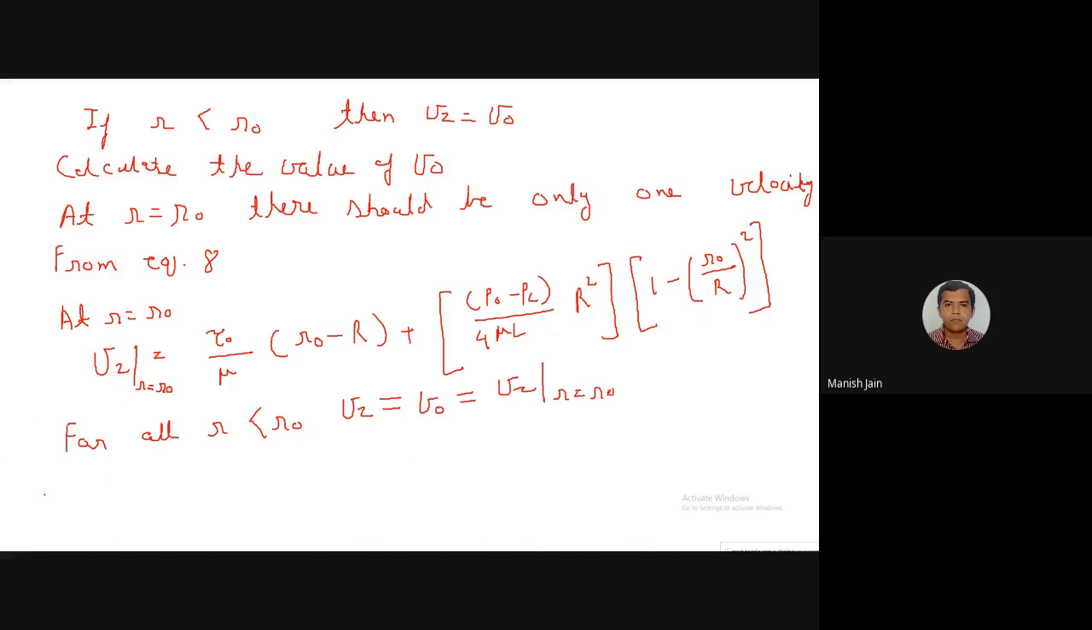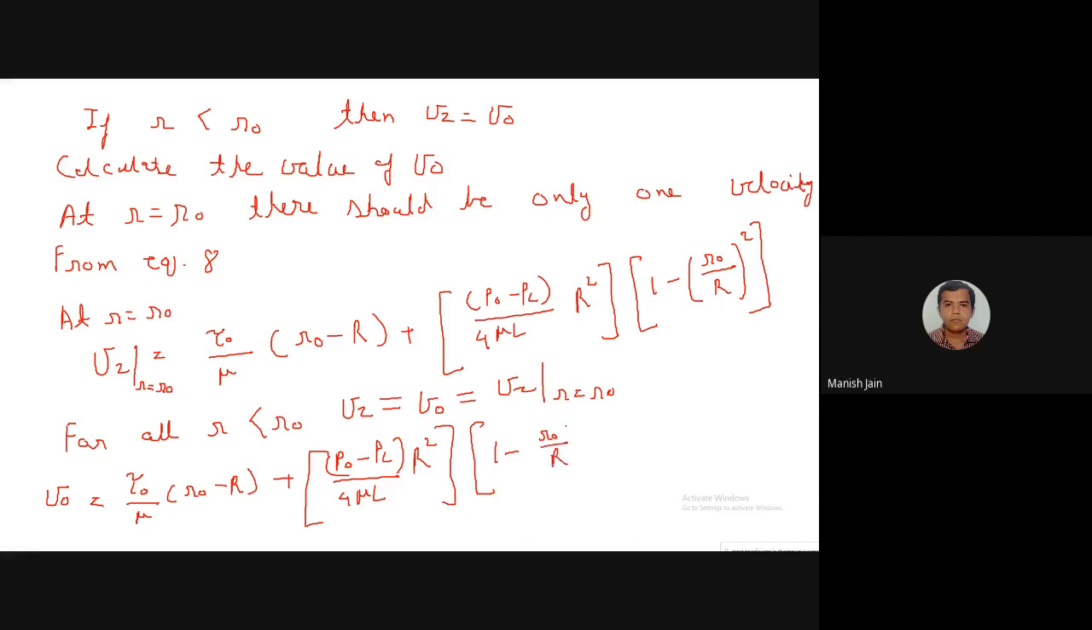So we can say V naught equals tau naught divided by mu, times R naught minus r, plus P naught minus PL divided by 4 mu L multiplied by capital R square, multiplied by 1 minus small r divided by capital R, whole square. Okay, so this is equation number 9.